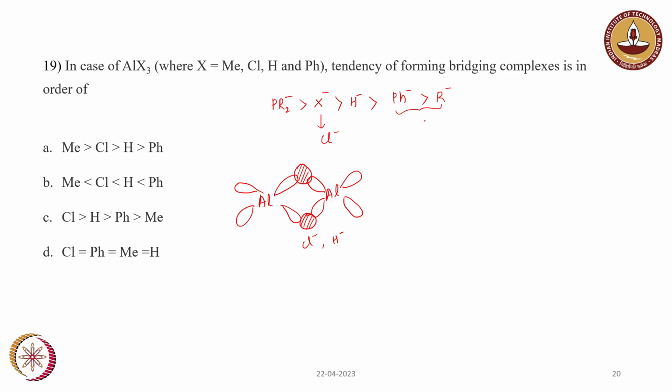In case of phenyl group, it has p pi bonds, so the pi bonds will be aligning like this, so it can interact with these sp3 hybrid orbitals more, so this bond will be stronger.